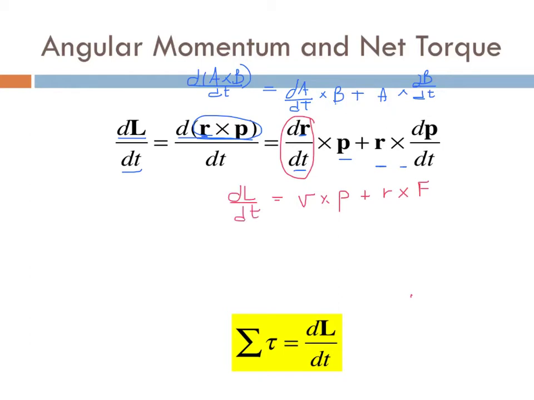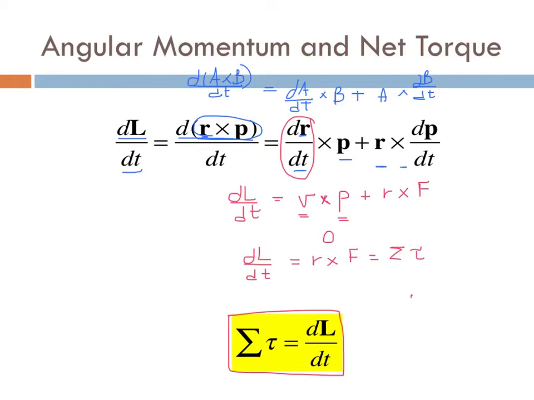Now, what this tells us is if our velocity is in the same direction as momentum, which it will always be, then the cross product of those two components is always going to give us 0. So what we're left with is that the derivative of angular momentum with respect to time gives us r cross F, which is the sum of the torques. So the sum of the torques is equal to our derivative of angular momentum with respect to time.